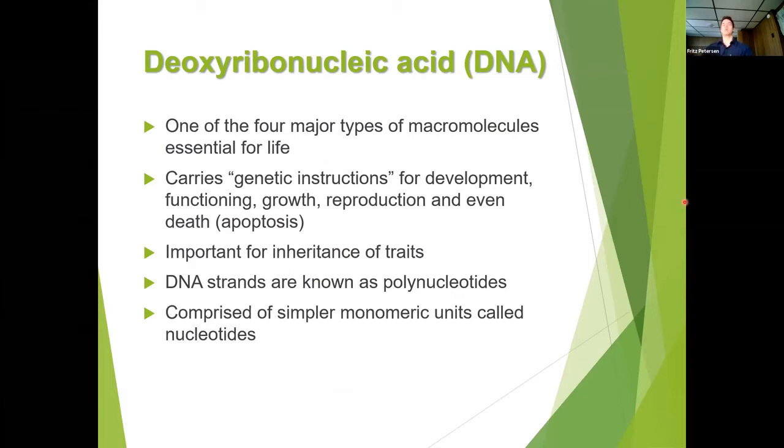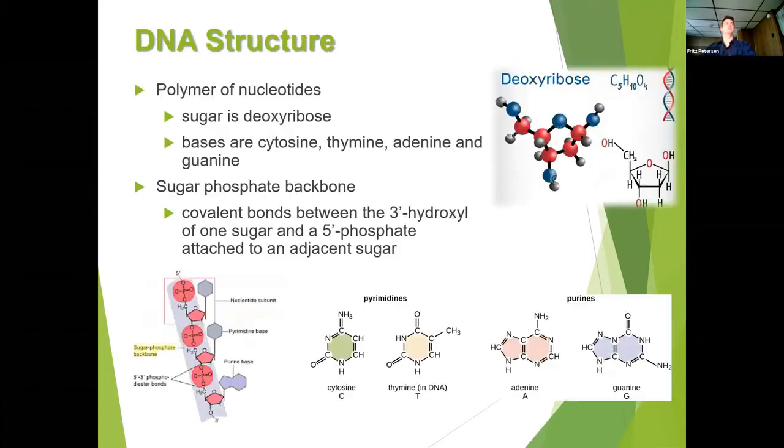DNA strands are known as polynucleotides, poly meaning many, so many nucleotides, because they are comprised of simpler monomeric units called nucleotides. If we look at the structure of DNA, as we just said, DNA comprises a polymer of nucleotides with the sugar, represented over here, being deoxyribose. And then the bases, which are sorted into 2 groups. You get pyrimidines and you get purines. Your pyrimidines are cytosine and thymine, and your purines are adenine and guanine.